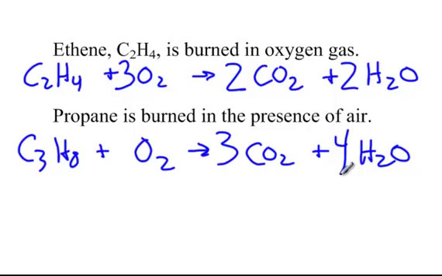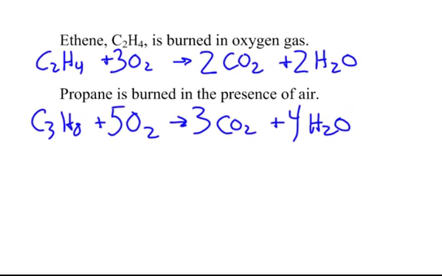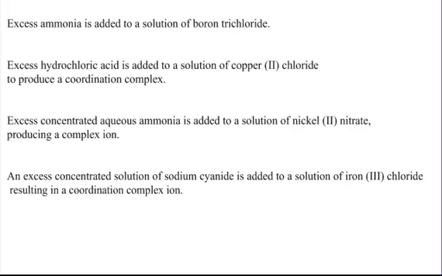I have 6 from the carbon dioxide. I have 4 from the water, which is 10. So I need 5 times 2. It's 10. This is our last set. This is our complex ions.